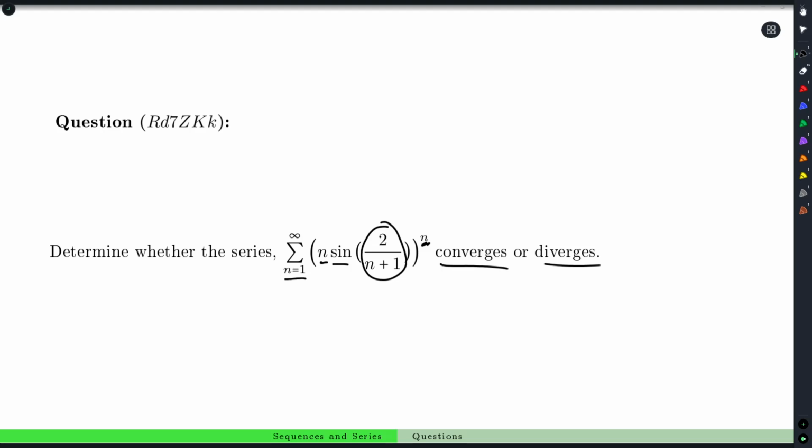Okay, so convergence, divergence, we start running through the list in our head. What convergence tests do we know? Which ones might apply here? And definitely for me, I would say the power of n here really screams root test.